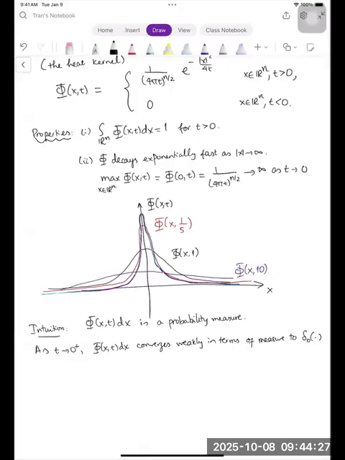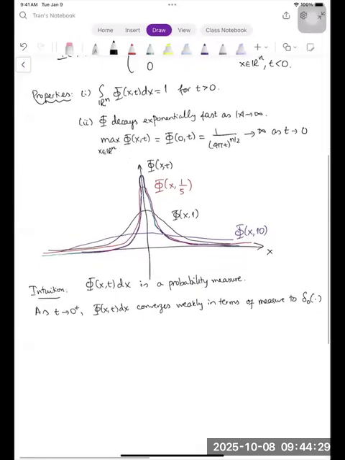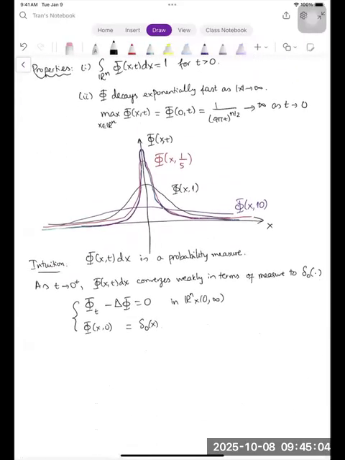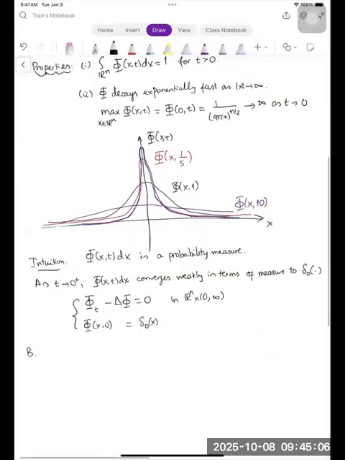Okay. So that's the intuition, and you can see that in the literature people do write that phi satisfies the equation phi_t minus Laplacian of phi equals 0 in R^n cross (0, infinity), and phi(x, 0) equals the Dirac delta at 0. This is more of a formal way. It gives you the intuition of how to handle the problem. Okay, so now let's go to the Cauchy problem, right?